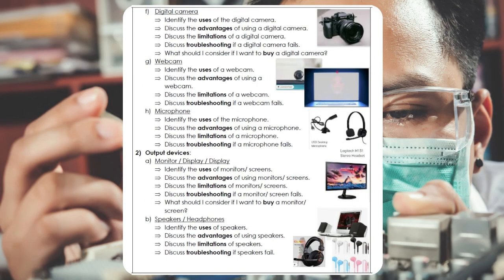F. Digital camera. Identify the uses of the digital camera. Discuss the advantages of using a digital camera. Discuss the limitations of a digital camera. Discuss troubleshooting if a digital camera fails. What should I consider if I want to buy a digital camera?